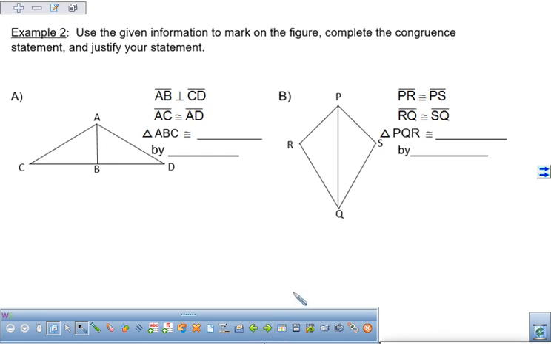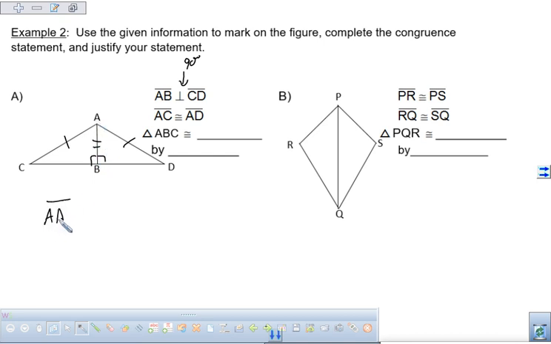Okay, next up, we need to mark what is given to us. The first one is that we have 2 segments that are perpendicular to each other. Remember that perpendicular means they intersect and make right angles. So segment AB and segment CD intersect and make right angles. I'm going to go ahead and put the right angle symbol on both sides. We know that segment AC and segment AD are congruent, so I'm going to put tick marks on those. And then we know that segment AB is congruent to itself because of the reflexive property.